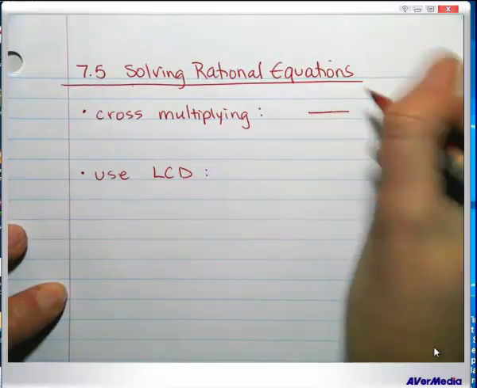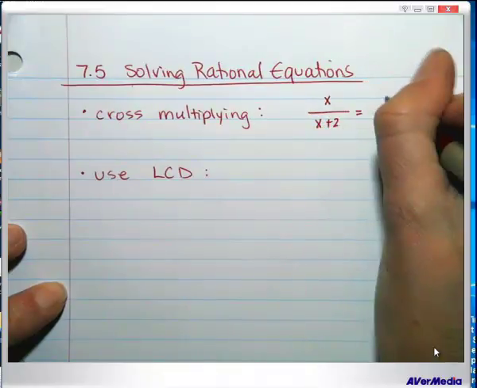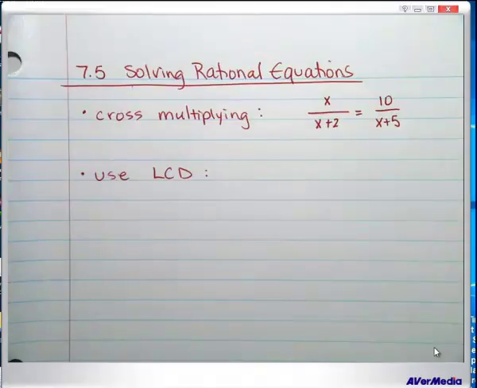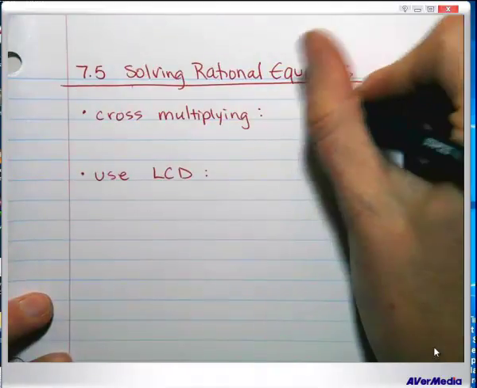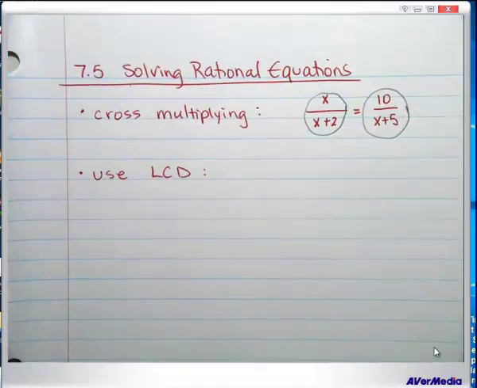So I'm just going to show an example. If you have something like this, x over x plus 2 equals 10 over x plus 5. And it can be more complicated than that, but as long as you have one single expression here on the left and one single expression on the right, you are allowed to use cross multiplication. Who knows what cross multiplication looks like? If I was to take this problem and use cross multiplication, what would I do? Tori?